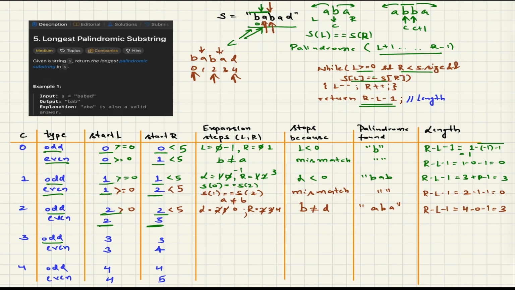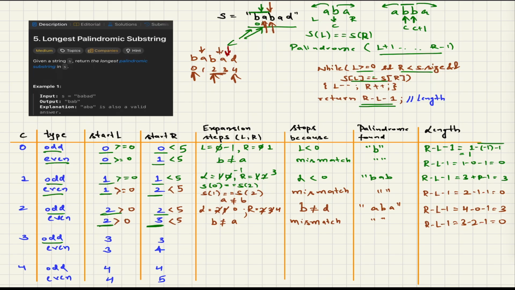Okay, again we'll do it for the even one. My 2 is greater than 0. This is less than 5. Is this and this equal? No, it is not equal. We know B is not equal to A. We know that there is a mismatch. So we come out of the loop, and I return R minus L minus 1. My R was 3, minus 2, minus 1, which is nothing but 0. And there was no palindrome found. Then finally my C comes to 3, and I'll expand around it.